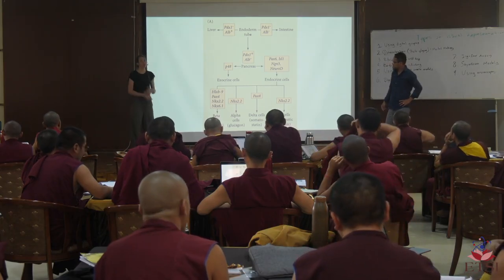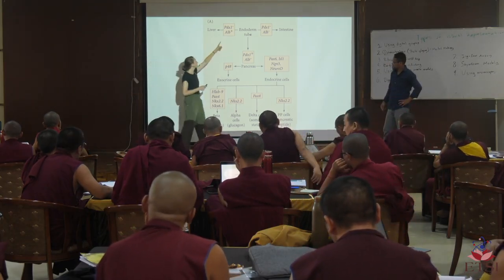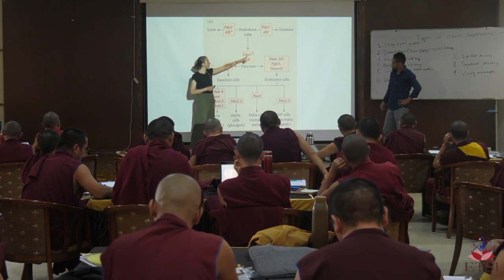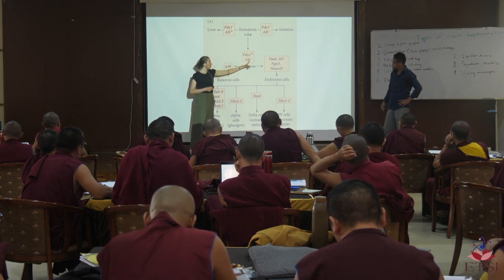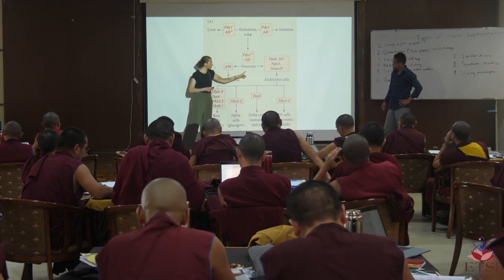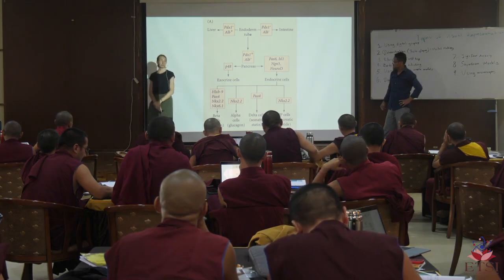And then on here, this is showing the third option, the reverse of this one: PDX1 is on, ALB is off, and that is going to make a pancreas cell.